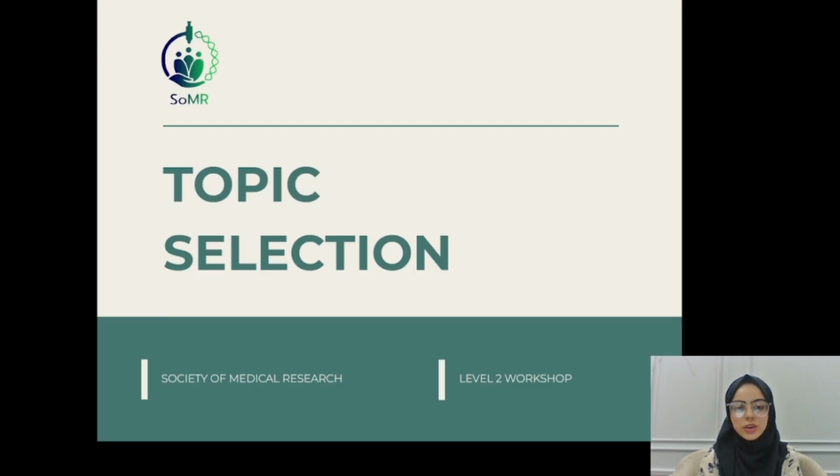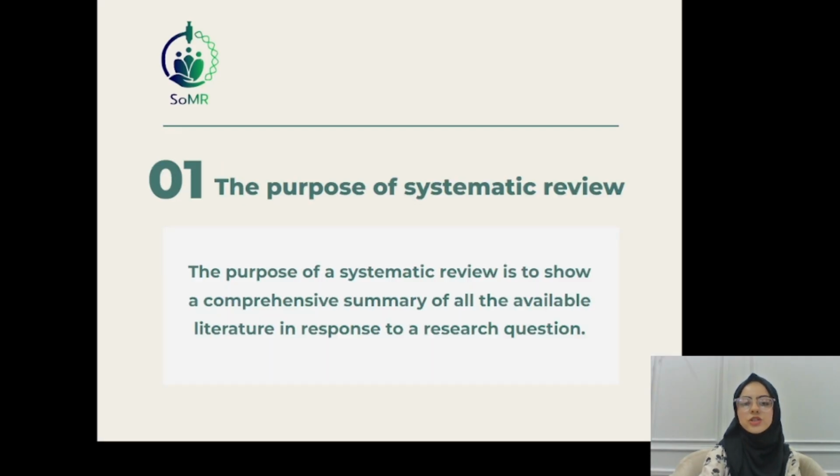And today we are going to discuss the art and craft of topic selection for systematic review. Now let's just quickly revise our understanding of what a systematic review basically is. A systematic review is a form of research that collates all the empirical evidence that meets pre-specified eligibility criteria to answer a specific research question.